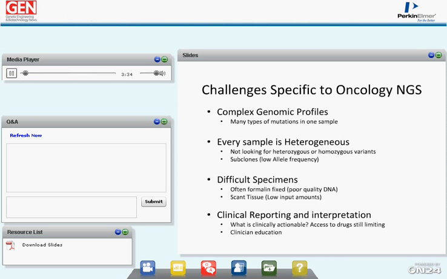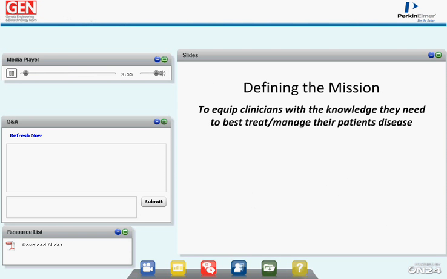And formalin fixation, frankly, adds a layer of complexity because of the degradation of DNA that occurs. And finally, how we report all of this to get this information back to clinicians is actually quite complex and is still an area where we are evolving that process. In the end, what we're looking to do is to provide clinicians who are treating patients with the information and knowledge they need to make the best choices for targeted therapeutics.